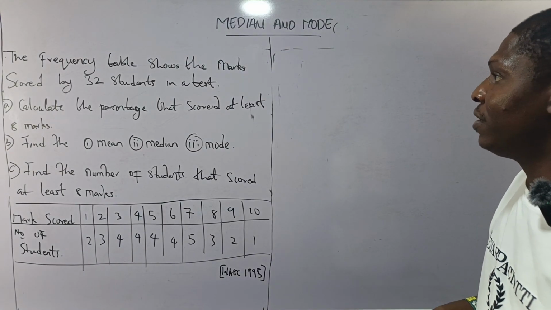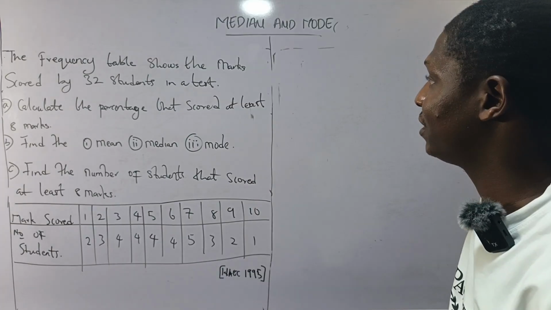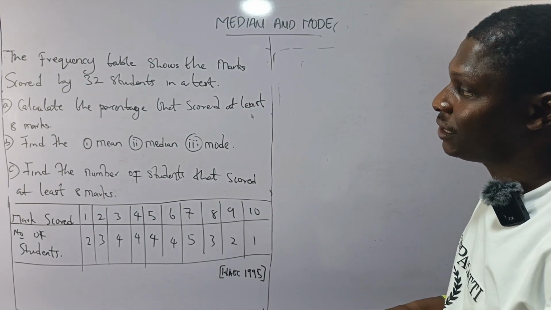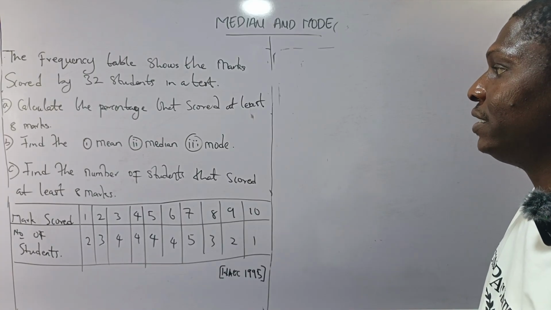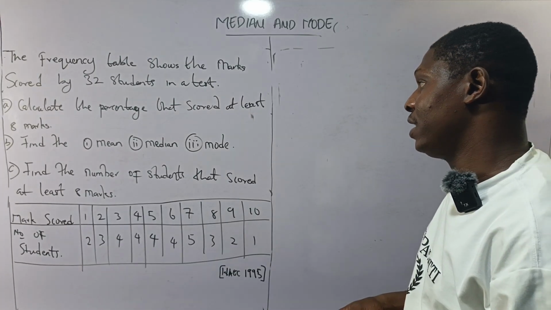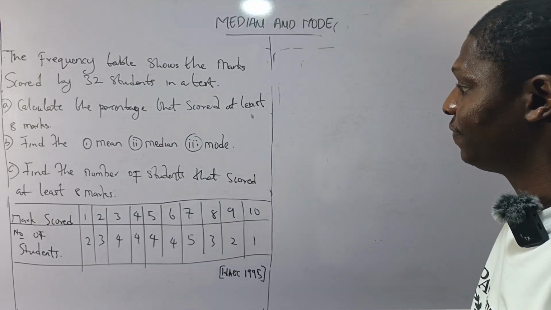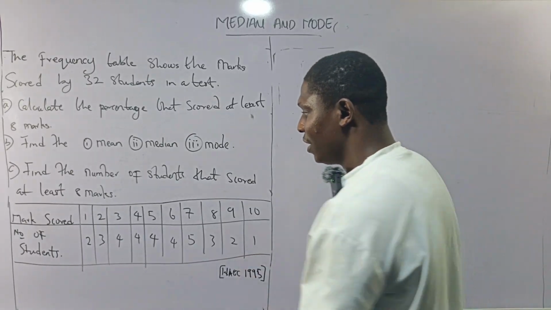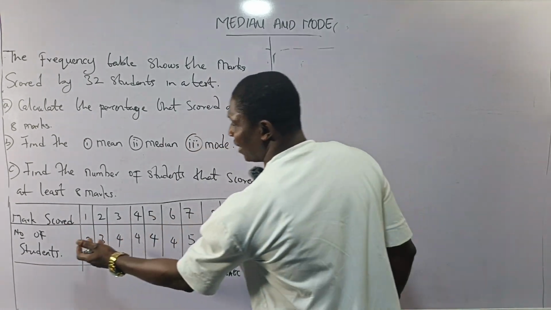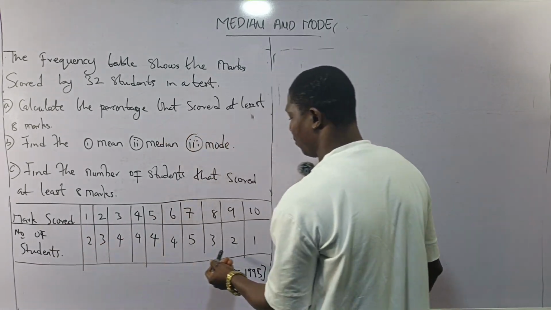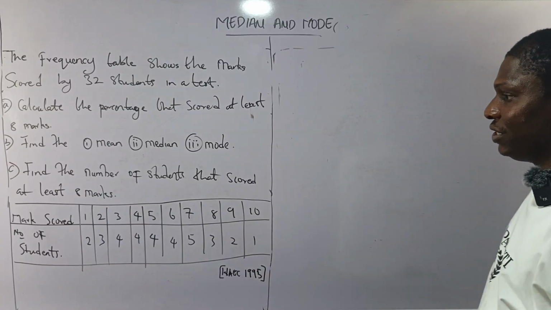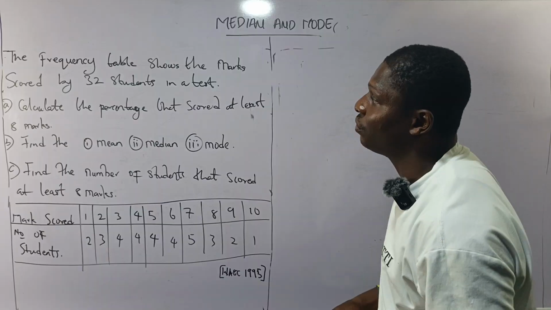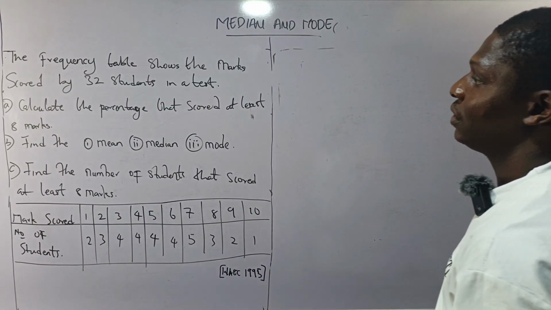The following table shows the marks scored by 32 students in a test. A. Calculate the percentage that scored at least 8 marks. B. Find the I mean, II median, III mode. C. Find the number of students that scored at least 8 marks. And this is the table. Marks scored from 1 to 10. And these are the number of students, 2, 3, and above that scored these marks. Now, this is a question from WAEC 1995. Let's see how we can solve it.